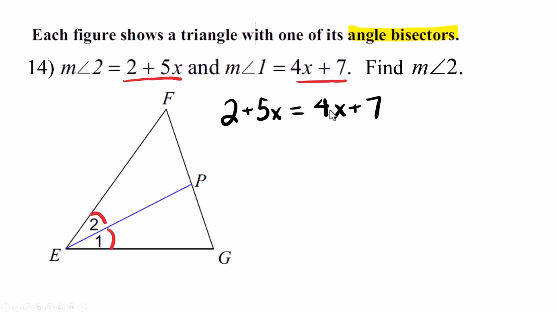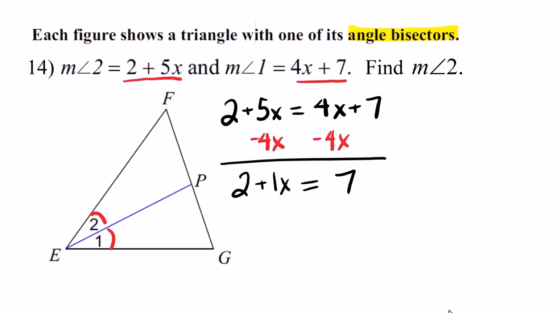For me, 4x is smaller than 5x, so I like to subtract that one first. And I'm going to end up with 2 plus 1x equals 7, because the 4x's cancel. And no, you don't have to draw a 1 in front of it, but I do that just to be super clear. Subtract 2 from both sides, and you end up with x equal to 5.